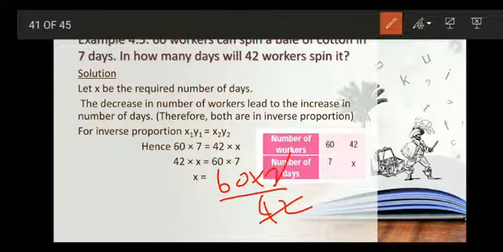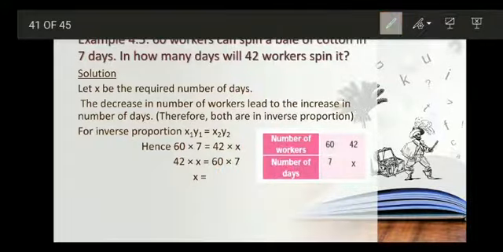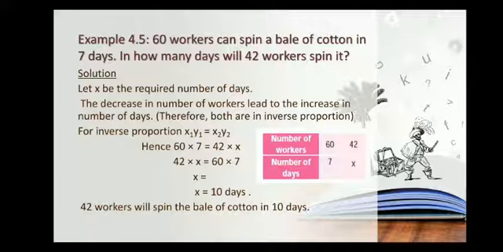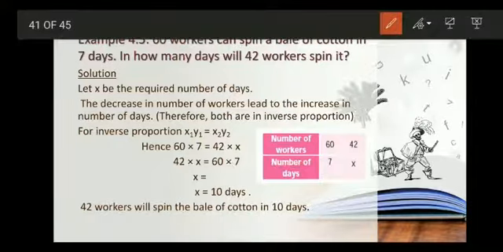60 into 7 by 42. 1 7 is 7, 6 7s are 42. 1 6 is 6, 10 6s are 60. Okay, so the value of x is 10 days. So 42 workers will spin the bale of cotton in 10 days. Okay, here it is, 60 into 7 by 42.